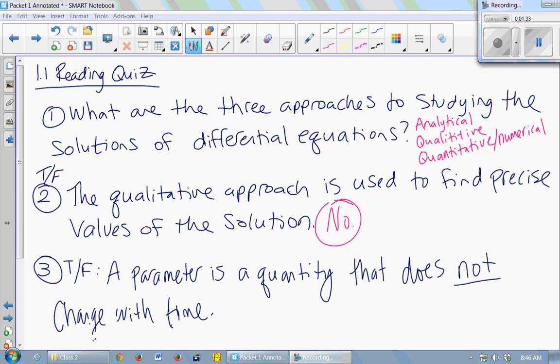True or false, a parameter is a quantity that does not change with time. True. I should have written false here. False. Okay, so you get a score out of 4 points, 1 point for each question you got right, 1 point for the question you wrote and handed in, and if you took notes, you can give yourself a point to make up for anything you got wrong. Nope. You get it or you don't.